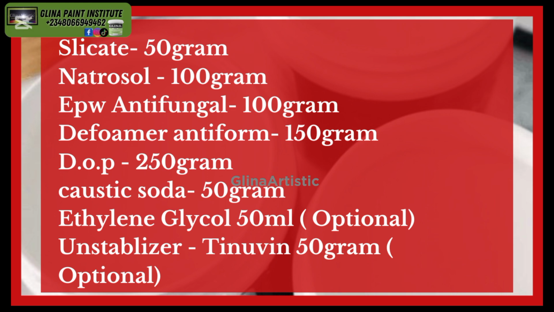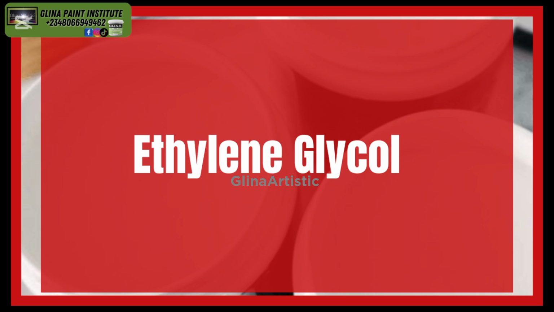And also we have other chemicals. For those of us that are staying in the freezing area, we have the ethylene glycol, 50 gram. This chemical prevents freezing and it stabilizes the paint, but it's optional. We're not going to talk about it, but I know I have some students that are in countries where it's snowing, and you try to look for chemicals to stabilize your paint. So this is the chemical, but we're not going to include it because it is optional.